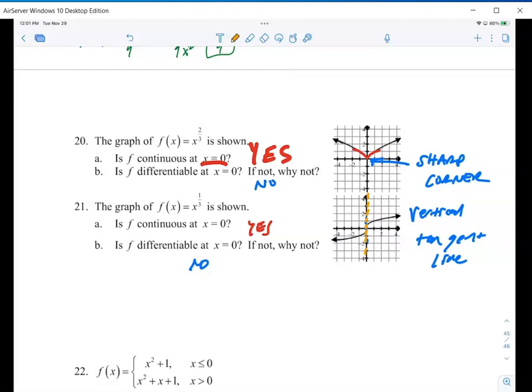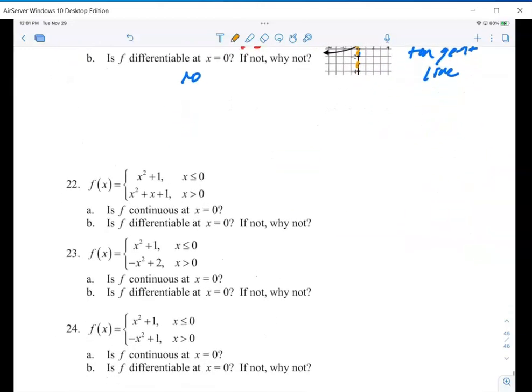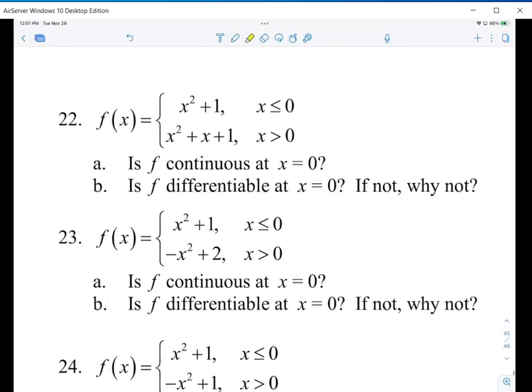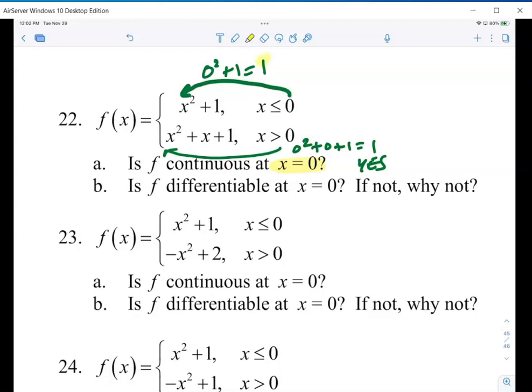Okay, here's how we do these other ones. All right, I'm going to do the first one, and then you guys can practice a couple. To tell whether or not it's continuous, what you want to do is plug 0 into the top, okay? Plug 0 into the bottom. As long as those 2 sides meet up, yes, it's continuous because I got 1 and 1, okay?